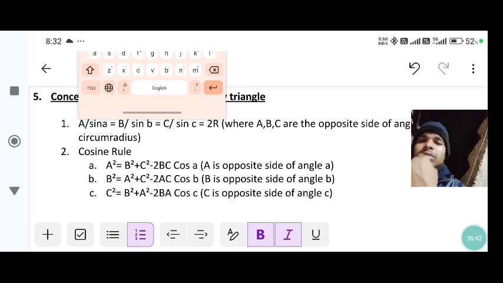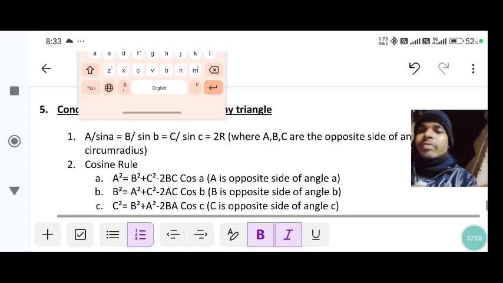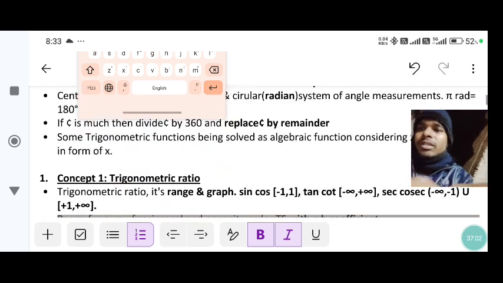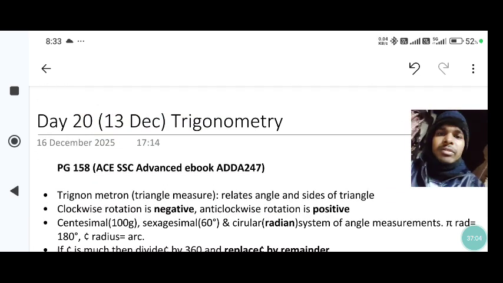b square is equal to c square plus a square minus 2ac cos B, and b is the side opposite to angle B. For c square it is b square plus a square minus 2ab cos C. c is the side opposite to angle C. So here's the end of today's video for trigonometry. Meet you in the next video.